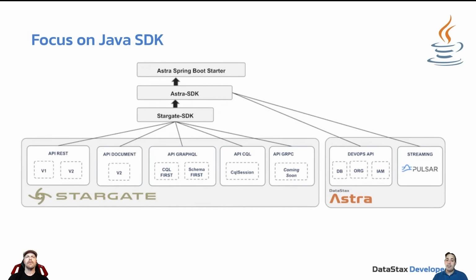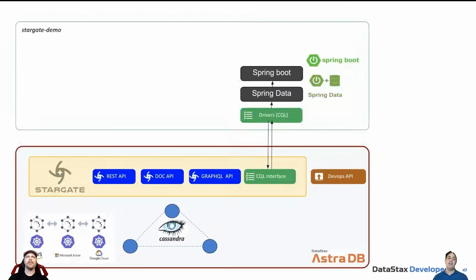Because in Astra, there are some DevOps APIs to create a database from the API, create a new region, create a role, a new profile, and create some security links, just to create some privacy between you and the database, secure everything.